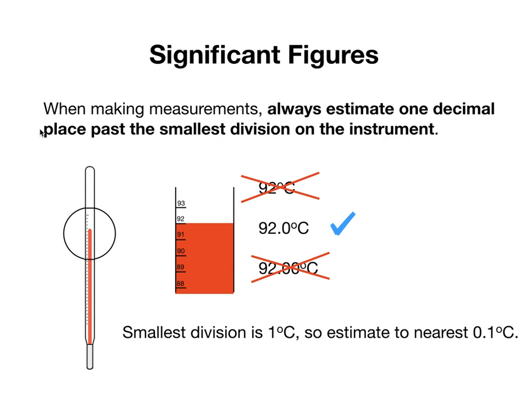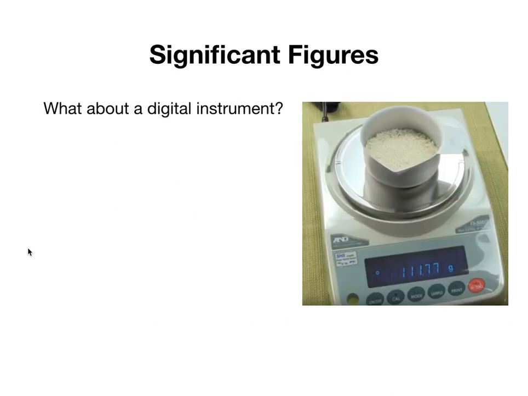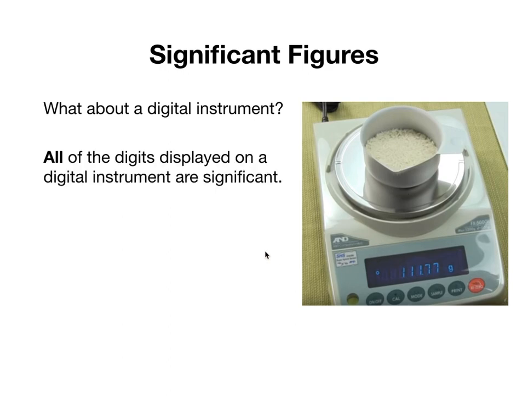Many of the instruments that we're going to be using are what we call analog instruments, where you have to kind of make a guess. Now, some of the instruments that we're going to be using are digital instruments. So let's look at that. What if we have a digital instrument? This is an example here. This is a balance. We've got a container, we've got a sample in the container, and we've got a mass here that's displayed on the balance.